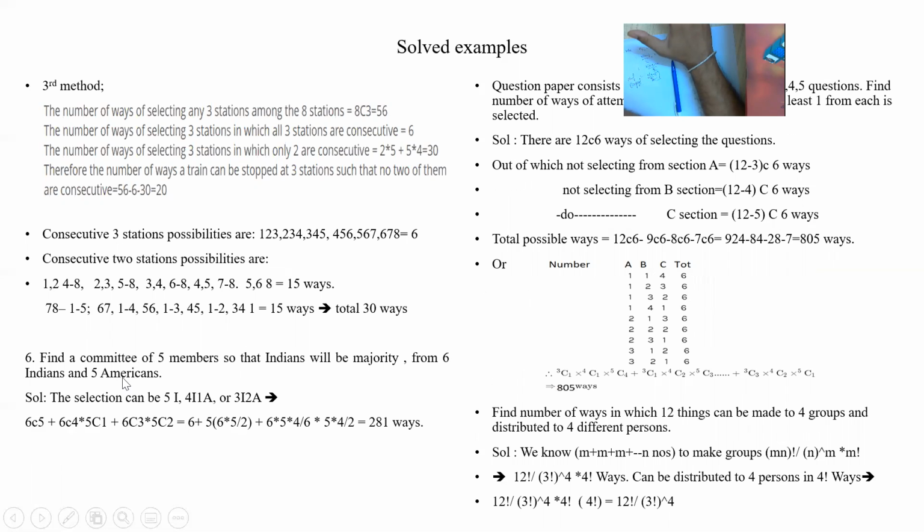I select 3, 6C3 into 5C2. I can select 2, 6C2 into 5C3. It's not possible because here Indians will be reduced. It should be majority. So it is stopping at this point. So when I'm adding, I'm getting 281 ways.